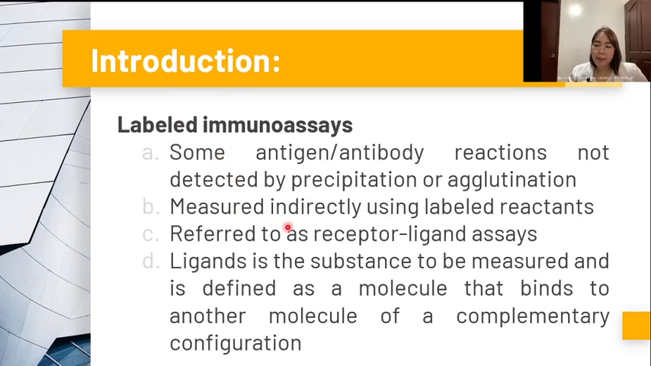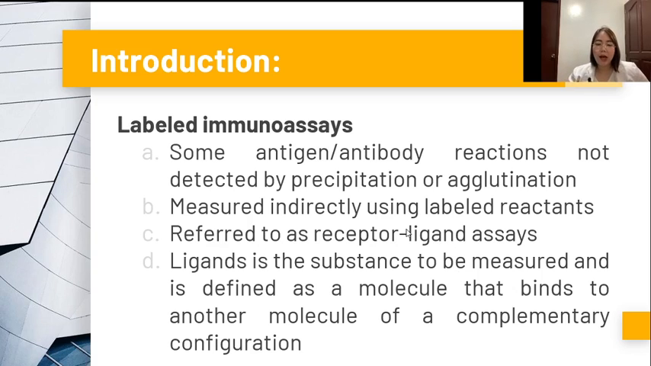So, they measure indirectly using labeled reactants, and labeled reactants can be enzymes, radioisotopes, or fluorochromes, depende kung ano yung gamit na label. And they are referred to as receptor-ligand assays. Labeled immunoassays are also referred to as receptor-ligand assays. Ligands are known as the substances to be measured and is defined as a molecule that binds to another molecule of a complementary configuration.